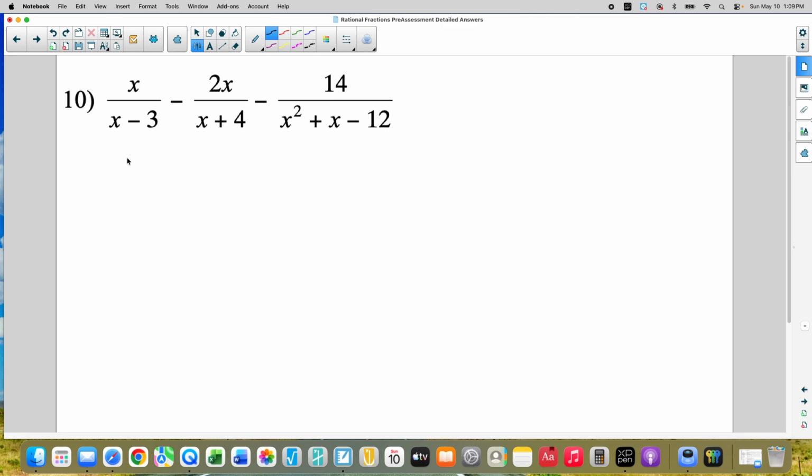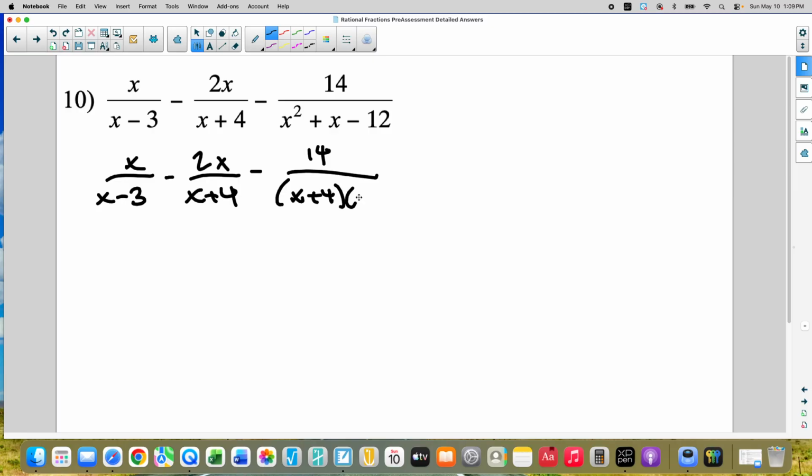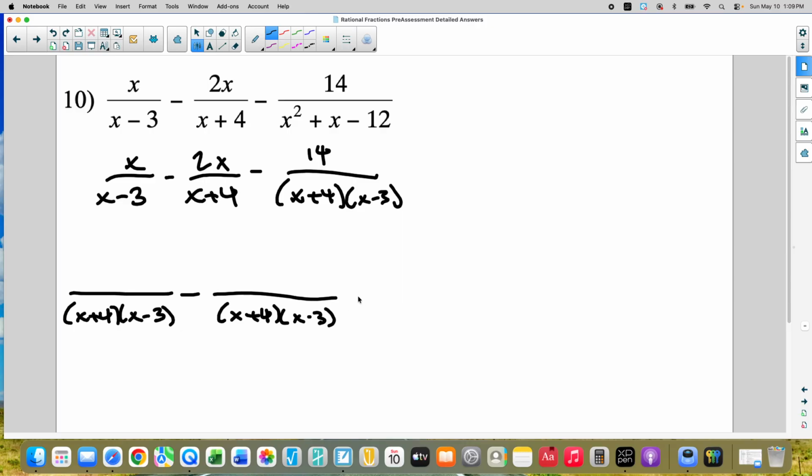Let's factor this. So you have x minus 3, minus 2x, and x plus 4, minus 14. I'm just going to let you know that this factors to x plus 4, x minus 3, factors of 12 that when subtracted leave me with 1. Okay, now my common denominator is going to be x plus 4, x minus 3. I see that already. X plus 4, x minus 3, minus, well, this isn't going to change because it's already x plus 4, x minus 3.